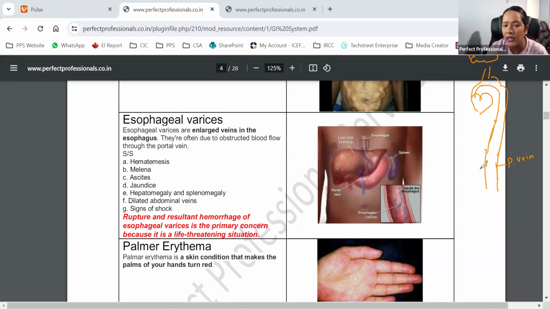Its work is to give blood supply to the liver. Liver is a highly vascular organ, right? The liver requires a very good blood supply. As you see, this is a portal vein. It gives blood supply to the liver, to the stomach, and then it goes descending and supplies the pelvic organs, our kidneys and reproductive organs. So this is a very big vein.